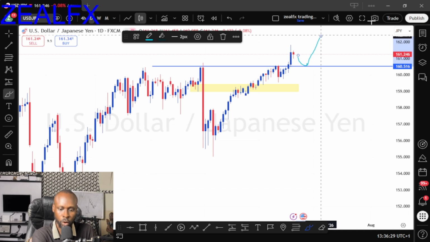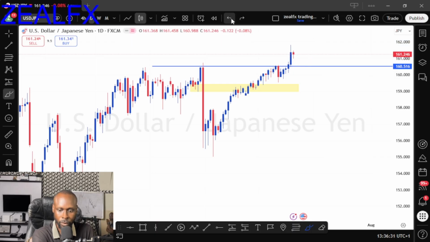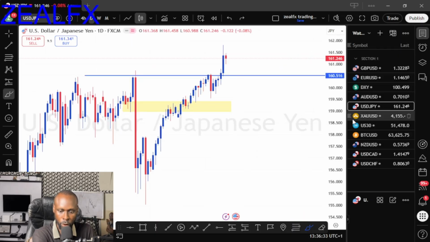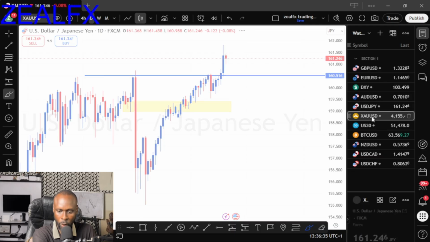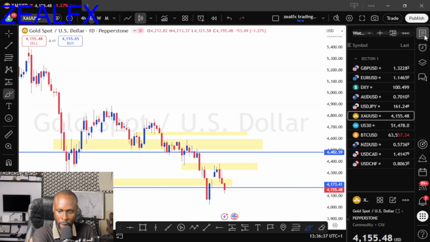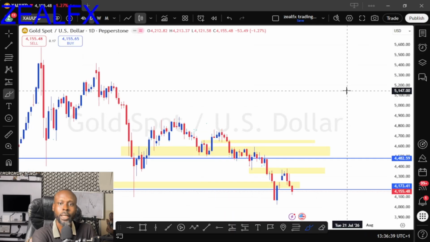So let's continue with the analysis. Let's look at our next pair, which is the gold USD. The gold USD on my daily time frame is projecting more of a bearish trend for this week.